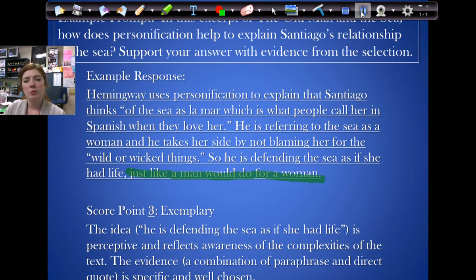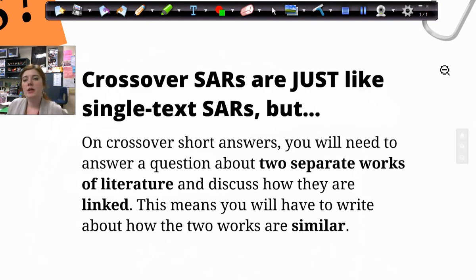Okay, so I'm going to stop for a second right here so we can take a look at something else that's done in SARs, which is the crossover. Here's some text on crossover SARs. You may be asking, what is a crossover? You've done them. Crossover SARs are just like what we just went over, which is single text. We practice that a lot. But crossovers are a little trickier. I shouldn't say trickier. It's just a little bit more work.